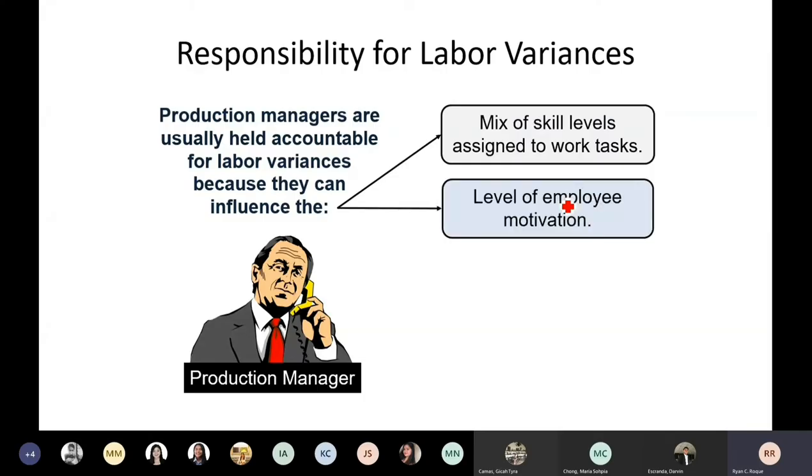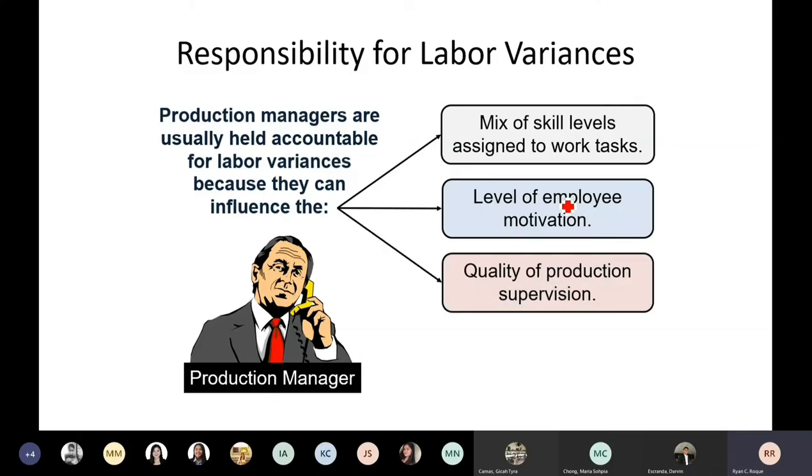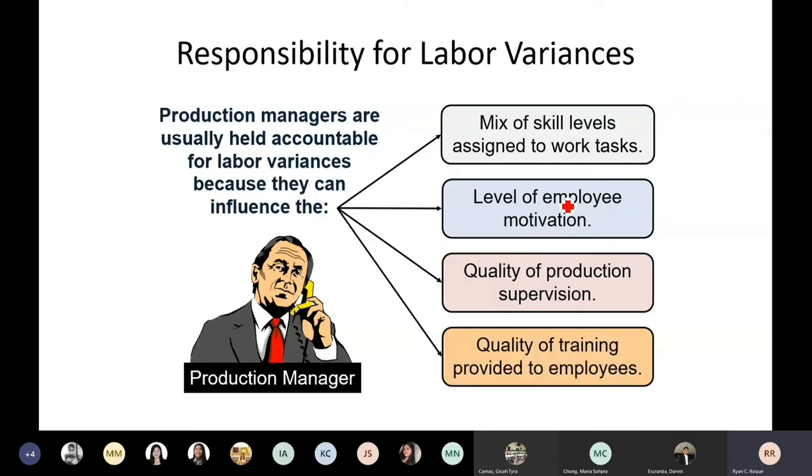And level of employee motivation, so depende how the manager motivates employees. The quality of production supervision, kung sila ba talaga ay hands-on sa pagbabantay sa production, and so on. Okay? And the training, of course, provided to the employees. Pag hinire ba nila agad, sabak agad sa production yung mga empleyado, or they will undergo mga 2 weeks na training muna so that when the time comes na magiging live na siya sa production, talagang magaling na siya. So, depende po talaga yan.